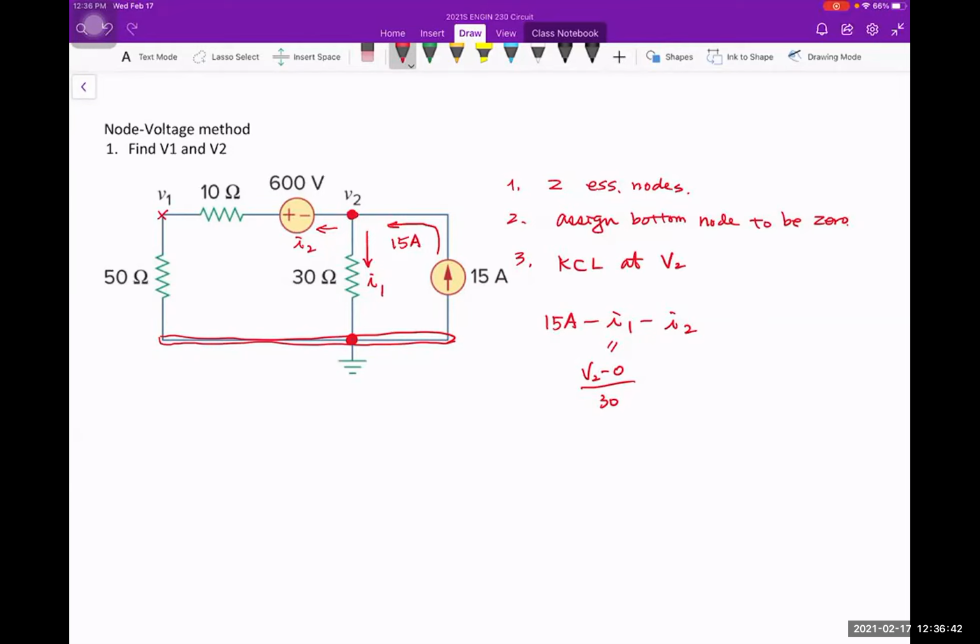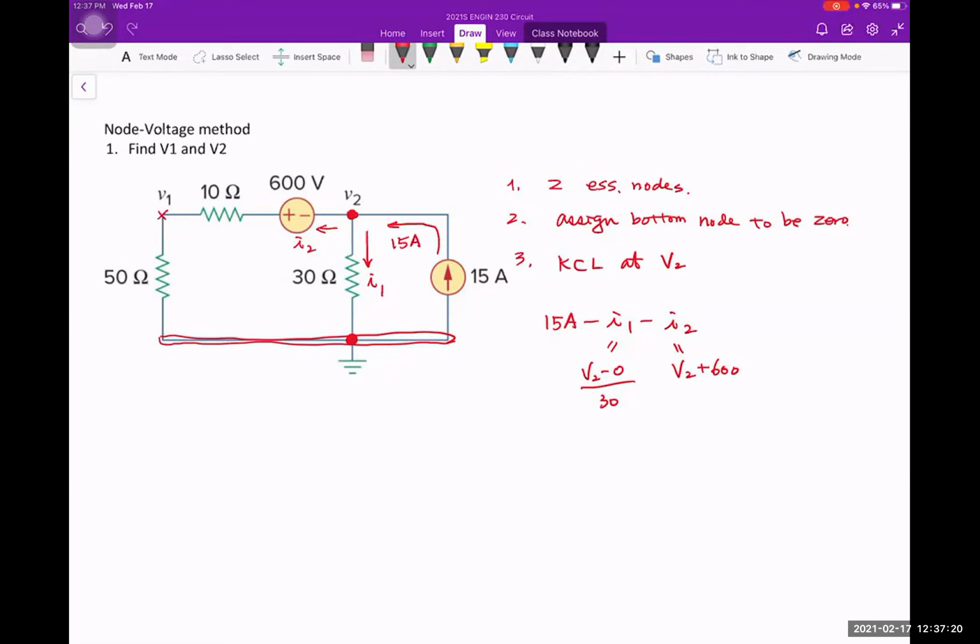Well, when you do the I2, you have to look at the voltage, right? So I start with the V2, but then I go into a voltage source. Will this voltage source give me a gain of the voltage or give me a drop of the voltage? Do you gain voltage at 600 or you lose 600 voltage? You're going from low to high, so you actually gain voltage. So you should plus 600.